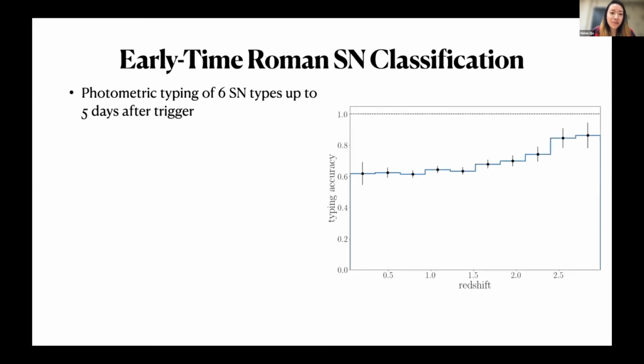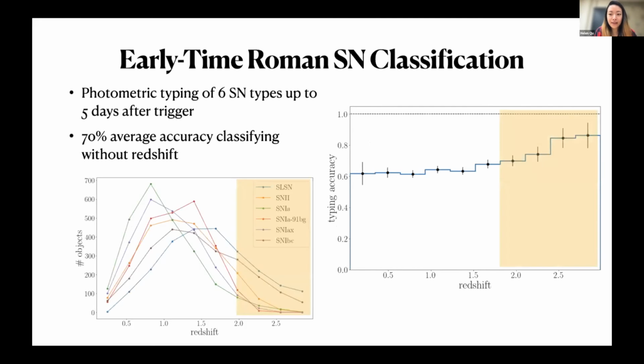So I've also performed some early time classification with Roman simulations as well, where we're doing, again, the 6-way photometric typing, and this time I've truncated it to 5 days after trigger. So based on the plot on the right, it seems like we're doing about a 70% average accuracy classifying without redshift, which is very similar to the result that we got from the LSST simulations that I presented a few slides ago. And you can see that there's kind of a counterintuitive increase in accuracy as a function of redshift.